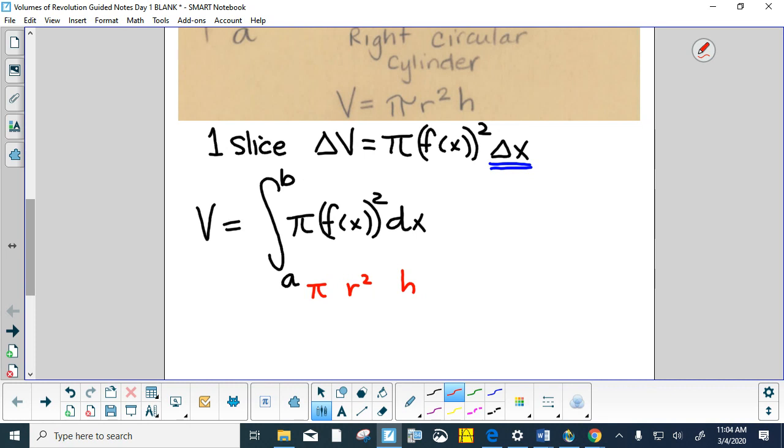Now what is pi? Pi is a constant, isn't it? So I don't usually keep it this way. I usually write this as pi on the outside times the integral from a to b of f of x quantity squared dx. Okay, now that's if I'm revolving about a horizontal line.